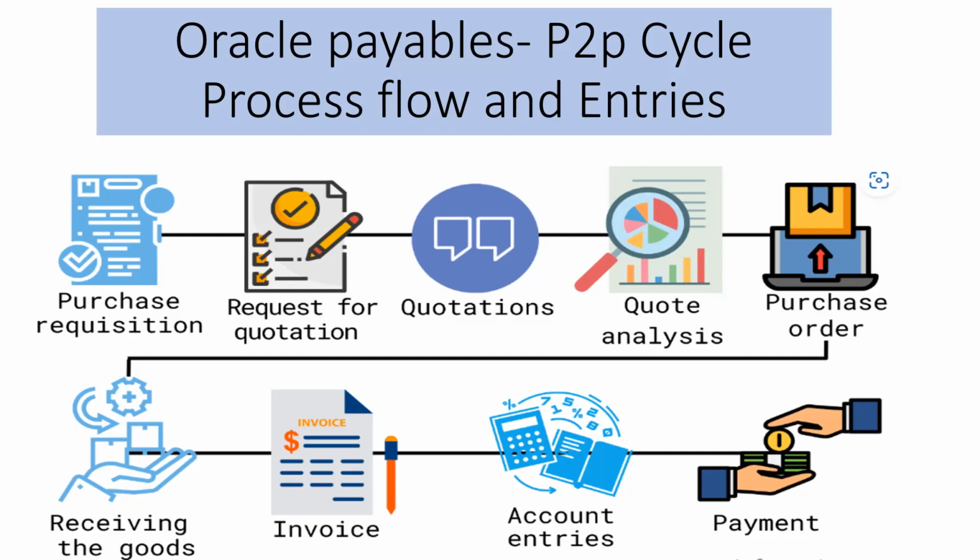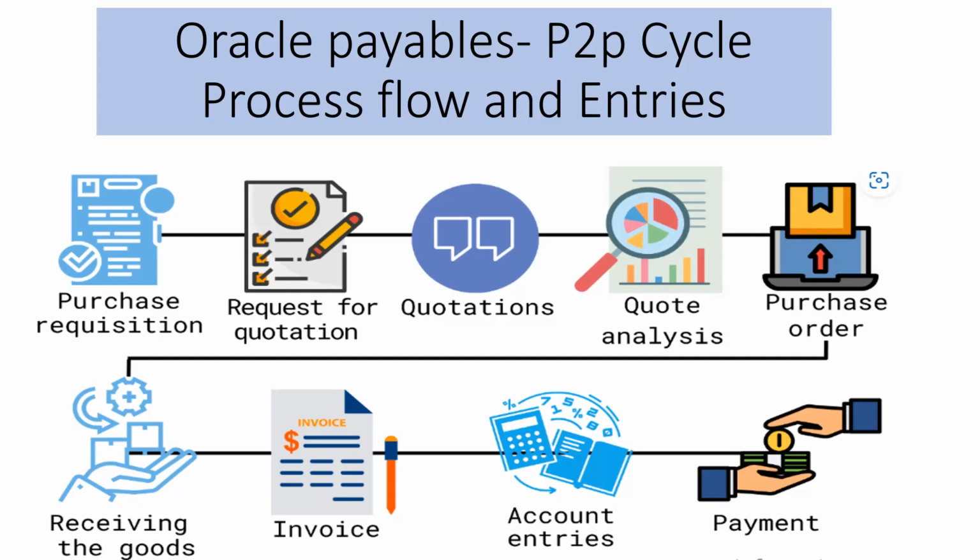And then receiving the goods, invoice, accounting entries, and payments. So invoice, accounting entries, and payments come under the functional finance modules, for example accounts payable, cash management, and the GL. GL is nothing but the accounting entries where it will get transferred. So this is the high-level diagram, and we will demonstrate one by one.